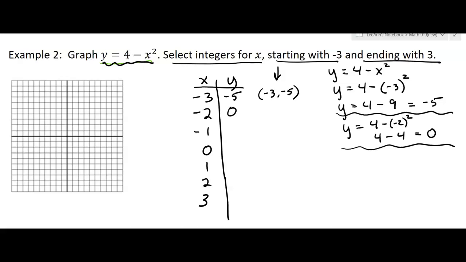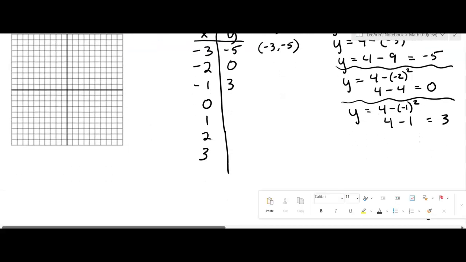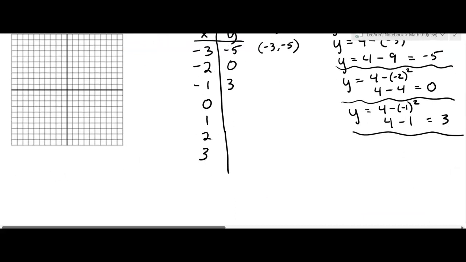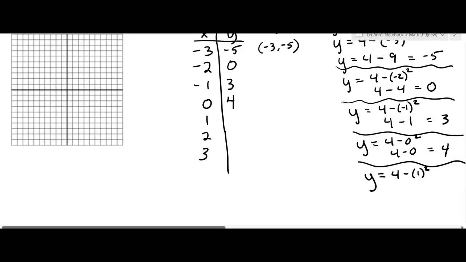All right. Now we're going to plug in -1, which is going to be 4 minus 1, which is 3. I know I'm going to run out of room, so I'm trying to squeeze it in there. All right, we just keep going. We're going to put in 0. 0 squared is just 0, so 4 minus 0 is 4. And then we're going to put in 1. Well, that's going to be 4 minus 1, which is 3.